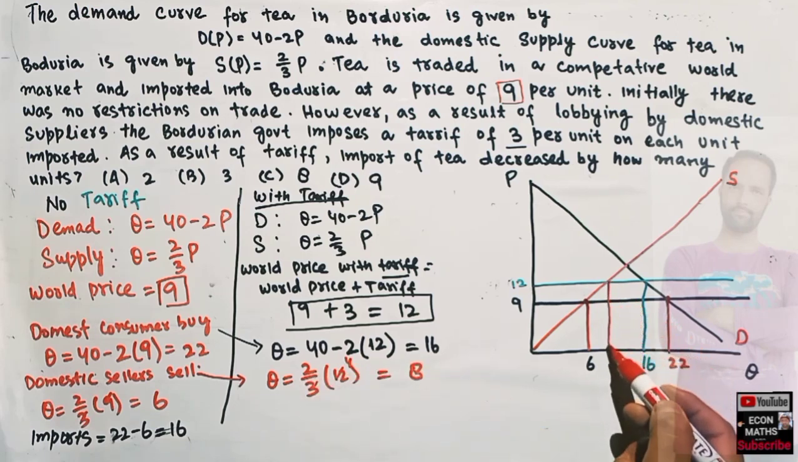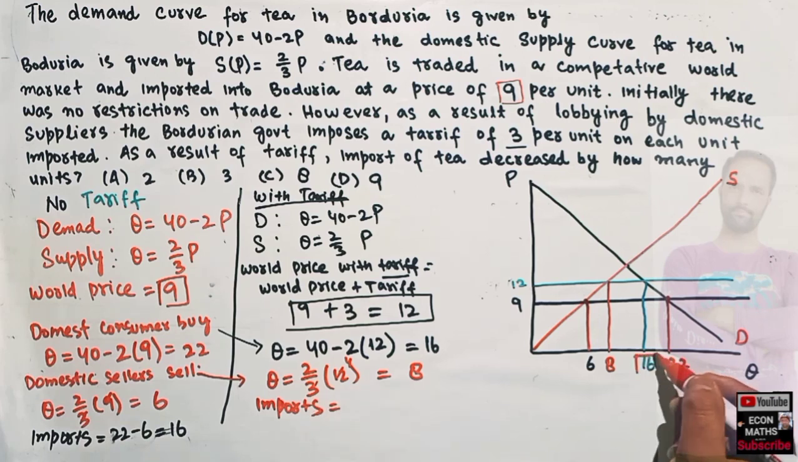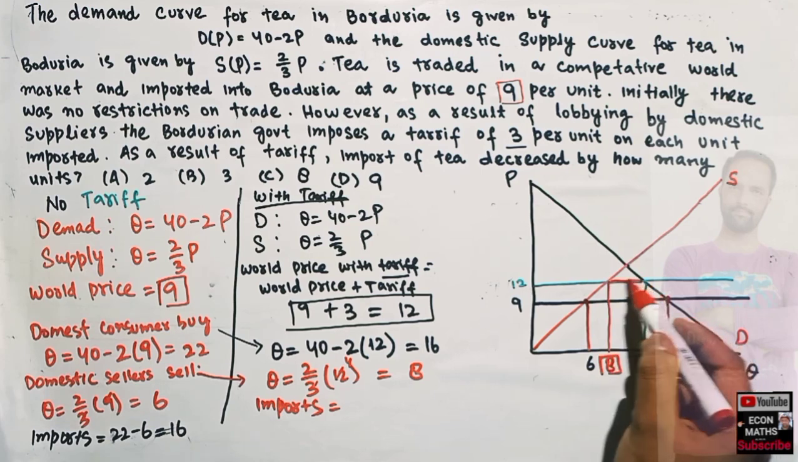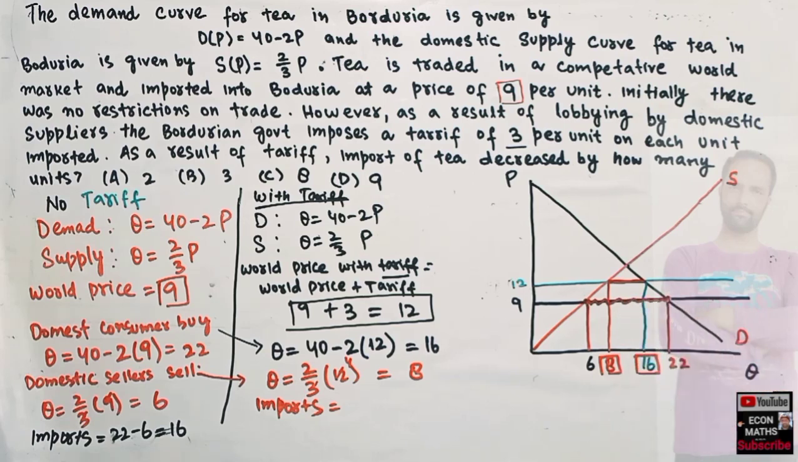They will be supplying 8 units. And what will be the magnitude of imports? Imports will be equal to 16 minus 8, so this very thing is the imports here. Originally the imports was this much amount, so here imports will be equal to 16 minus 8, which comes out to be 8.